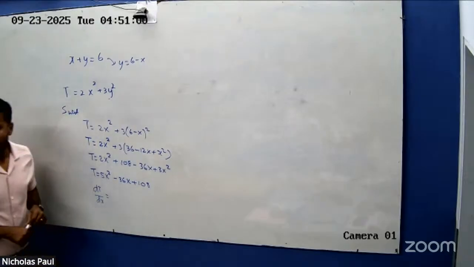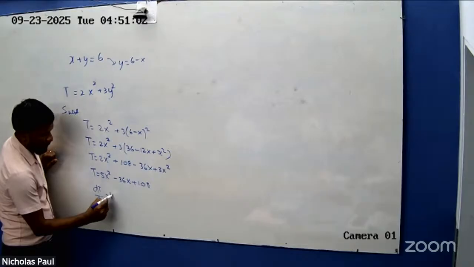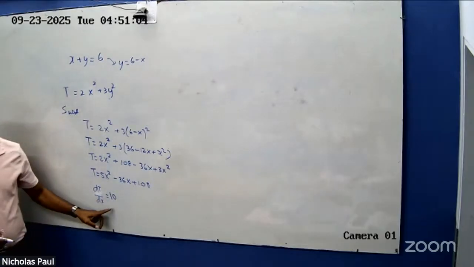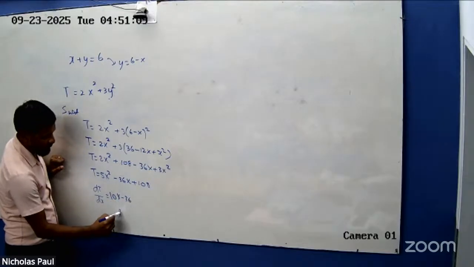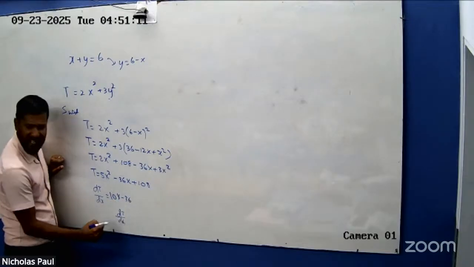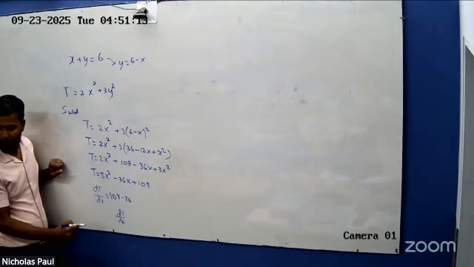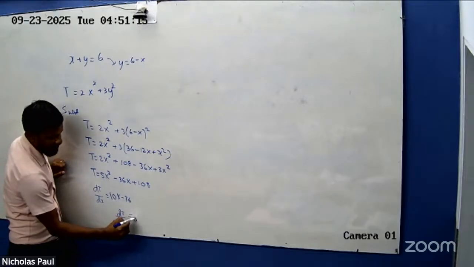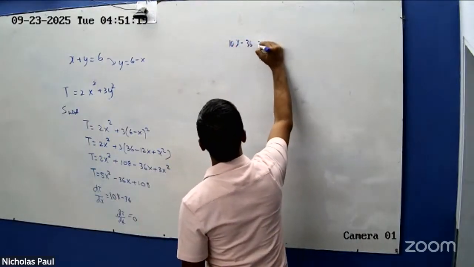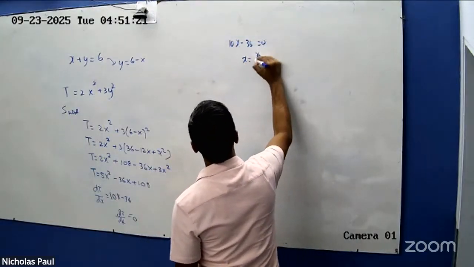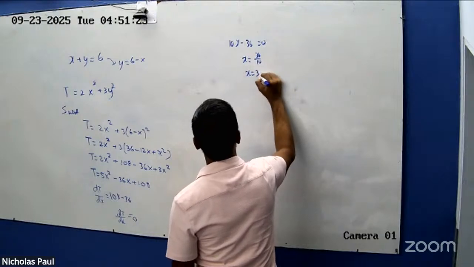Right? How much did we get here? Oh, wait, no, you solve this thing. So you'll get 10x minus 36. So you have to find dt/dx, because I think they want the stationary point as well. So dt/dx equal to 0. You'll get 10x minus 36 is 0. x is 36 on 10. x is 3.6.